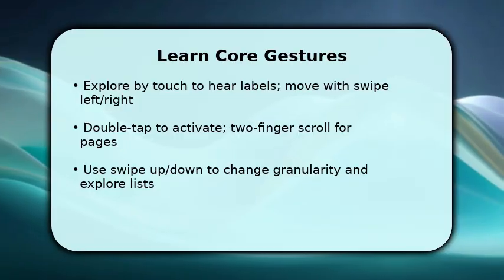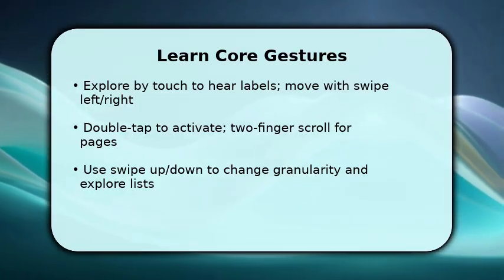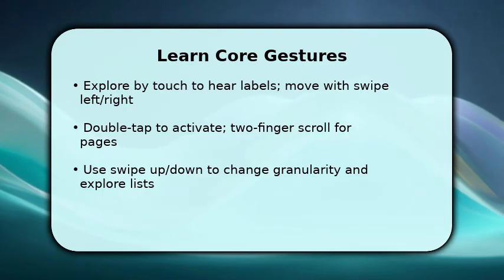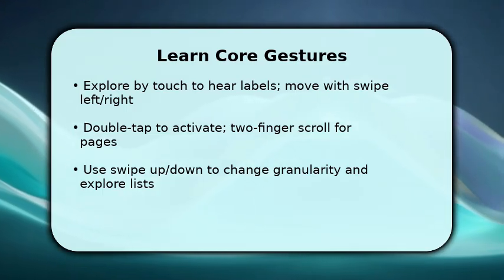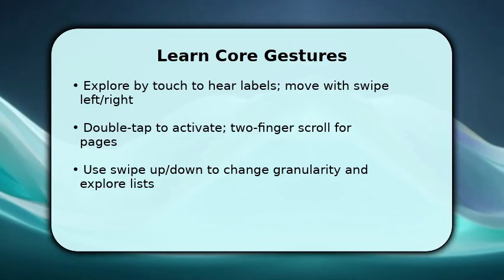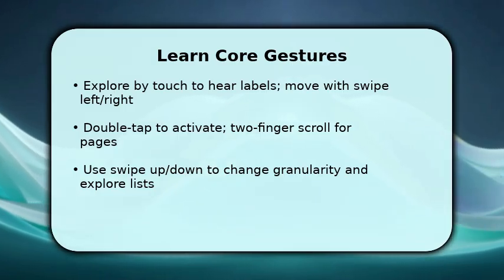Use two-finger scrolling to move whole pages and swipe up or down with one finger to change granularity by character, word, or line so you can read text precisely. Practice these until they feel natural.